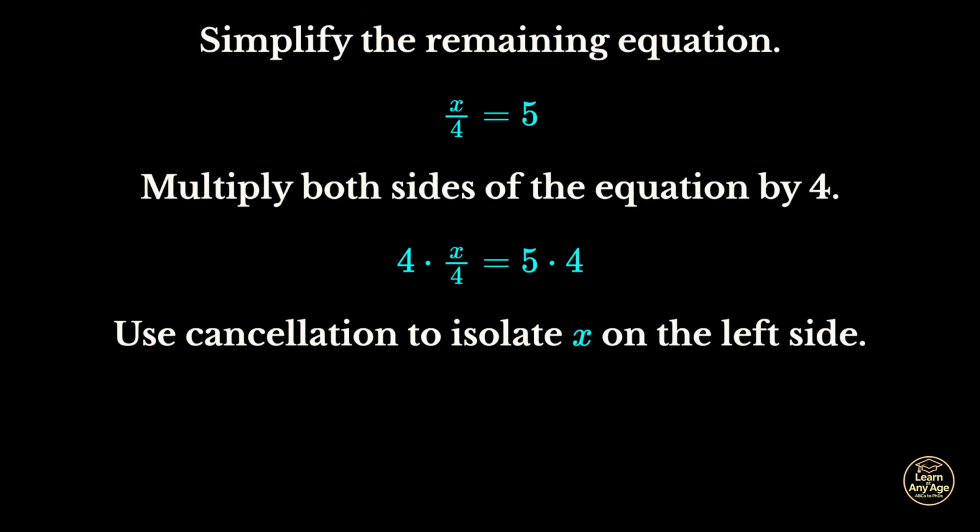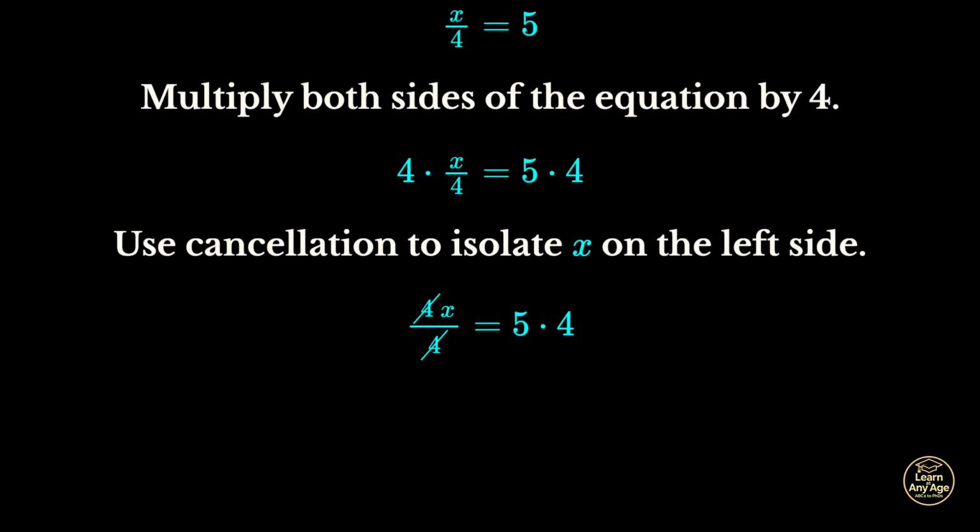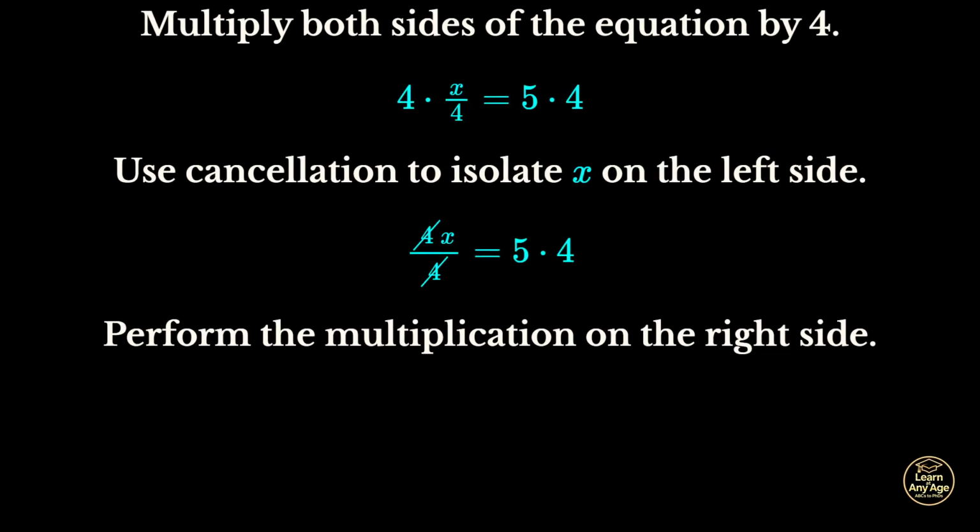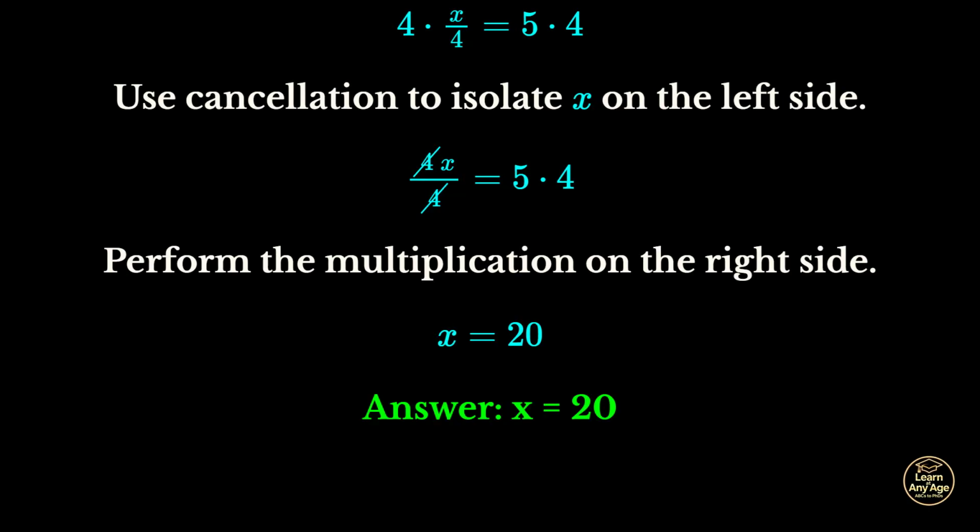Use cancellation to isolate x on the left side. The 4 cancels out, x over 4 cancels out, equals 5 times 4. Perform the multiplication on the right side. x equals 20. Answer: x equals 20.